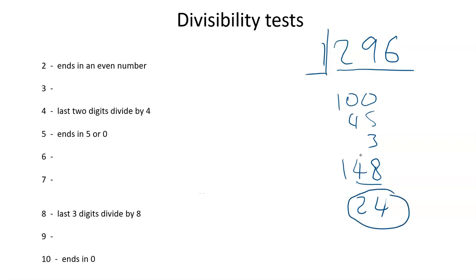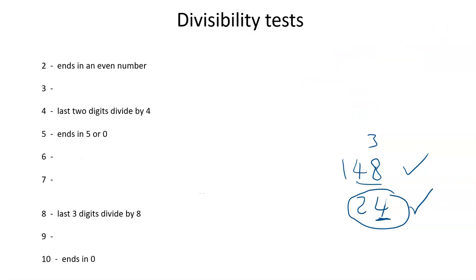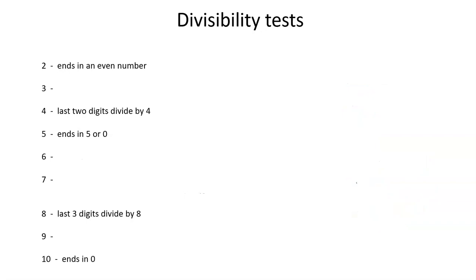And because we've halved it and halved it again, if this divides by 2, which it does because it's got an even number, then we know that divides by 2, therefore that divides by 4 because it's twice as big, therefore that divides by 8, and therefore the whole thing divides by 8. So just looking at the last 3 digits, this halving and halving again works because 8 is double 4, which is double 2.